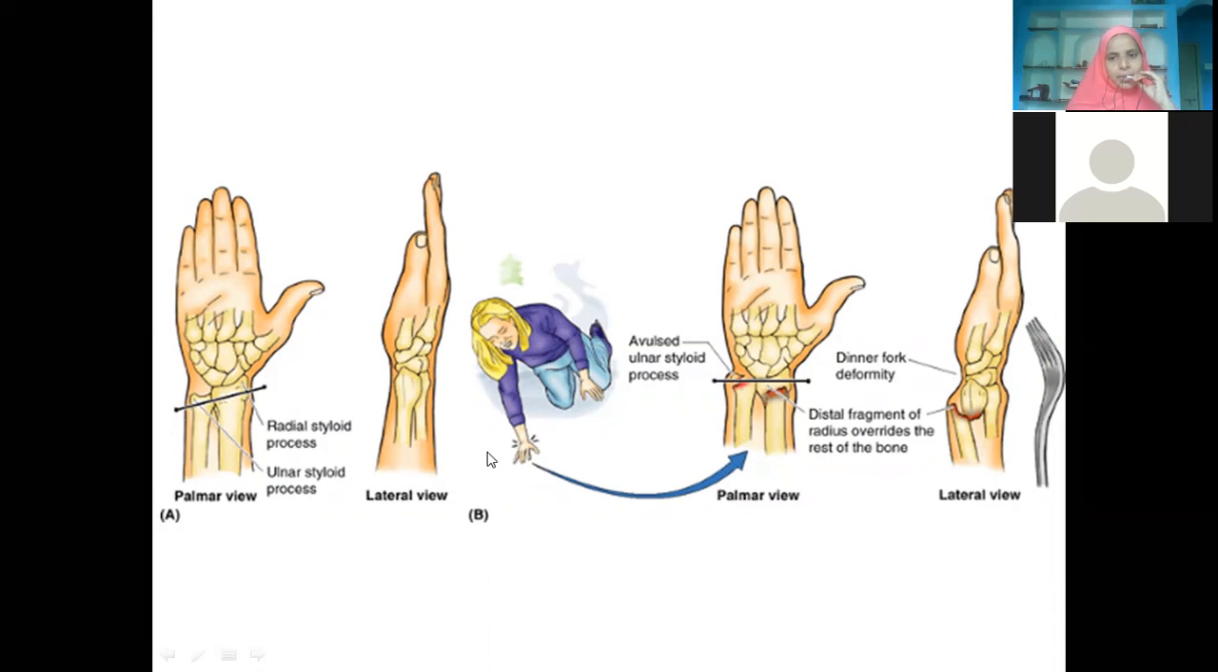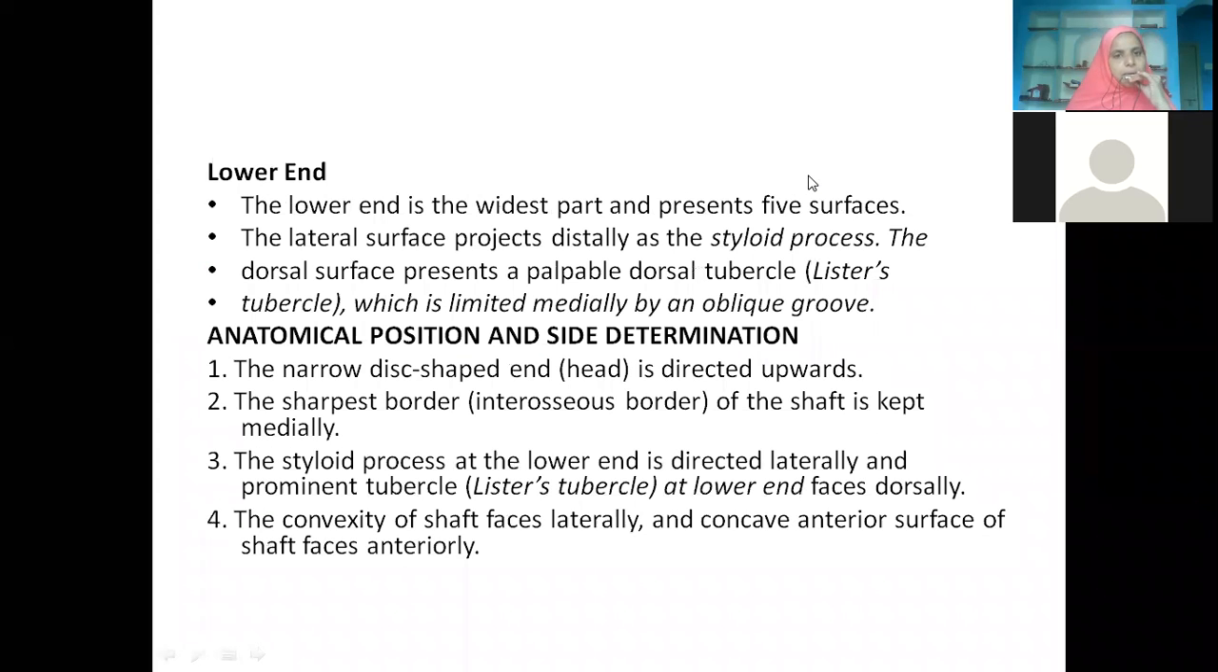Okay, then there may be a fracture which is occurring due to the fall over the wrist region. Okay, you can see avulsed ulnar styloid process may be there. Then distal fragment of the radius overrides the rest of the bone. Okay, this is dinner-fork deformity. This condition is called as dinner-fork deformity, also called as Colles fracture. Colles fracture, C-O-L-L-E-S.